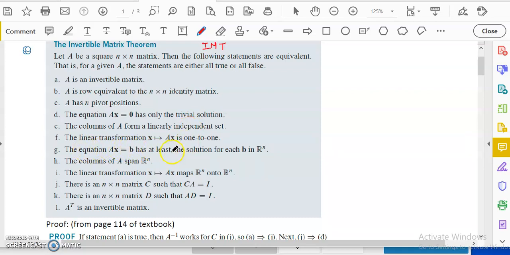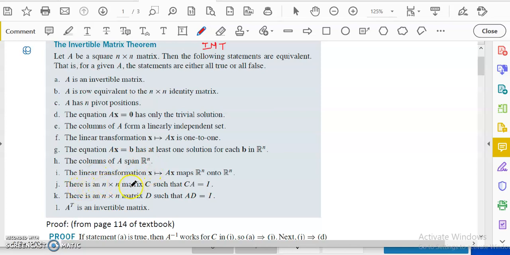The equation Ax equal to b has at least one solution for each b. The columns of A span R^n, so this is 1.4, right? When we're looking at the matrix equation and also about span. And the linear transformation from x to Ax maps R^n onto R^n. That means for every b, you can actually have an x that maps to it.